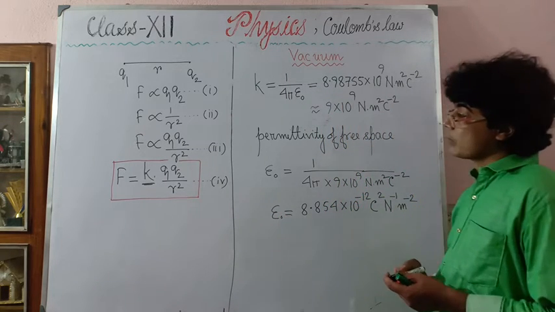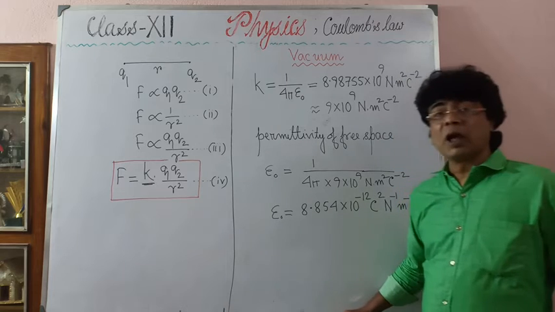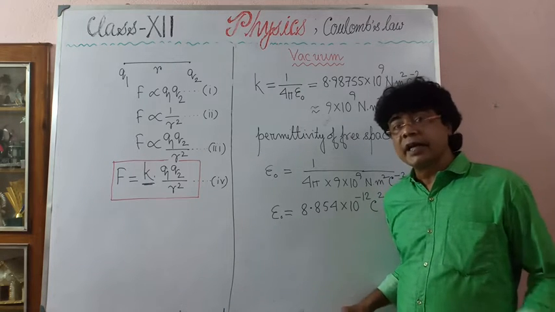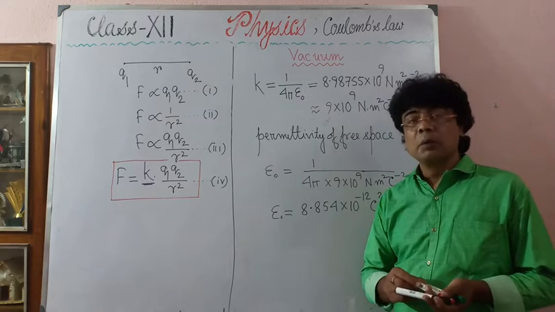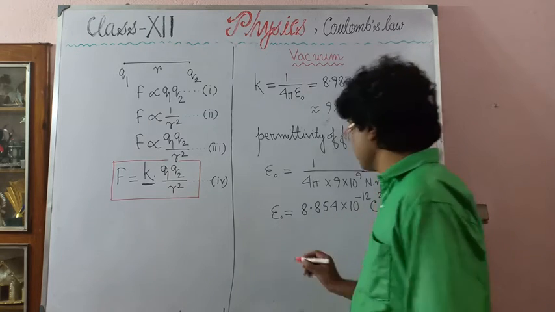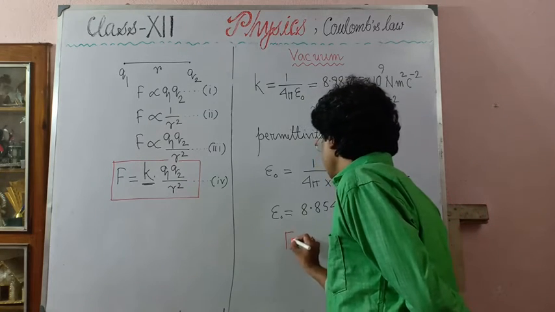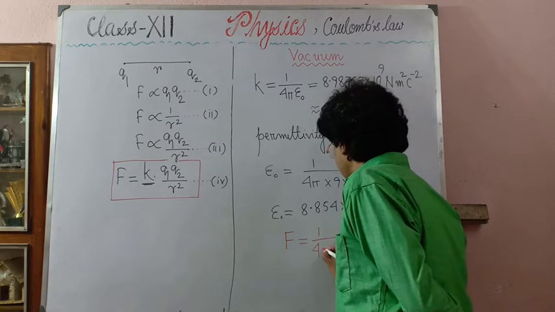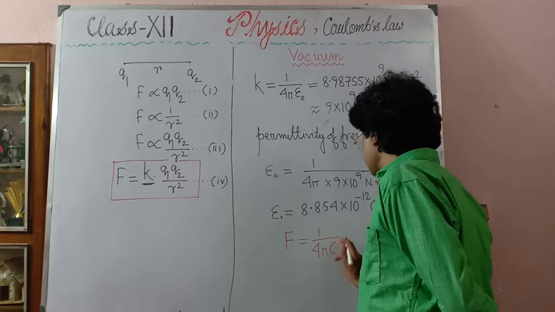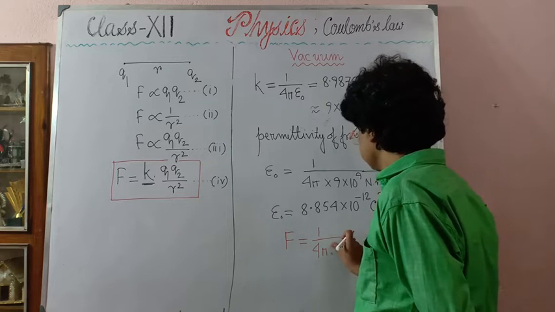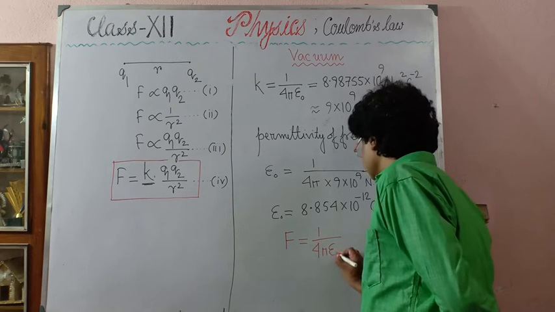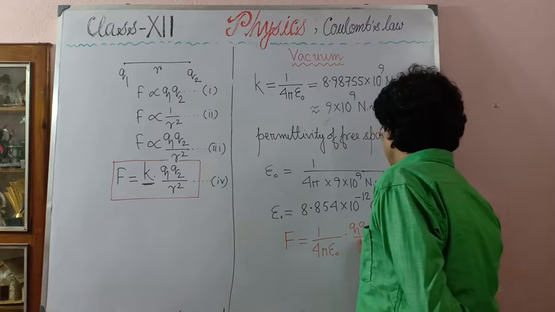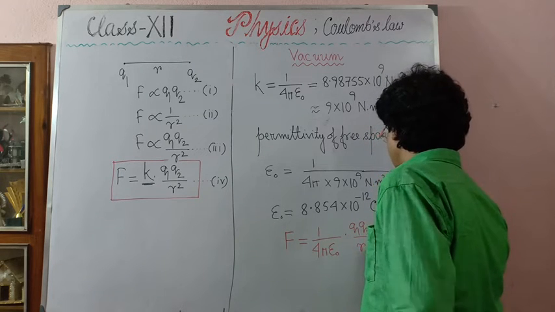So, the formula of Coulomb's law in SI units for vacuum is F equals 1 by 4 pi epsilon 0 Q1 Q2 by r square.